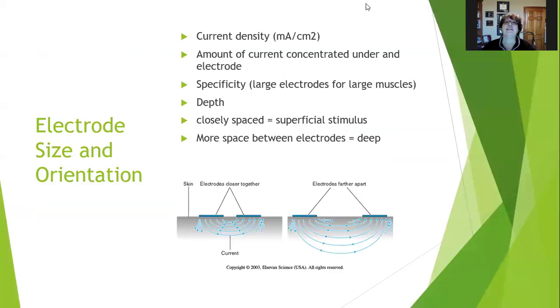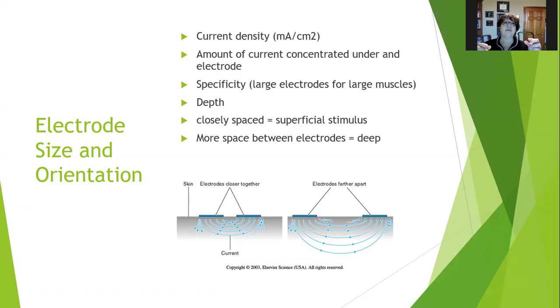So the current density is measured in milliamps per centimeter squared. It's the amount of current concentrated under an electrode. So basically, you want to use large electrodes for large muscles because you're using longer pulses and higher amplitudes usually, and small electrodes for small muscles.